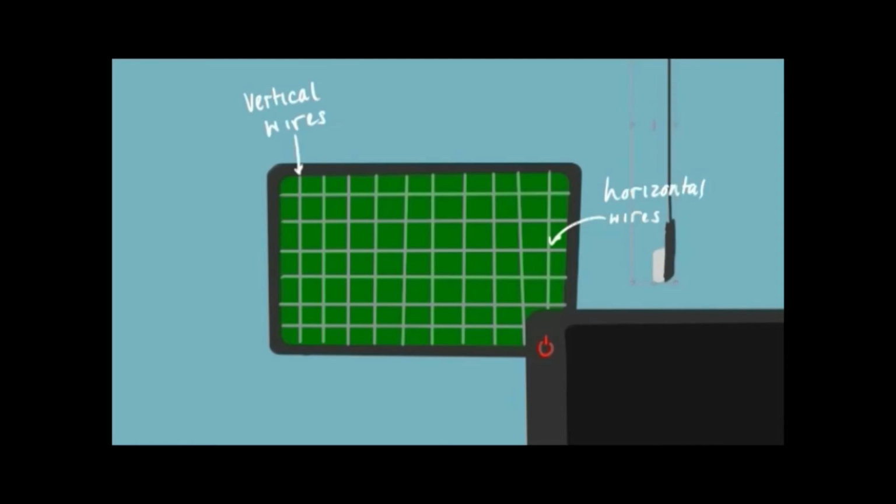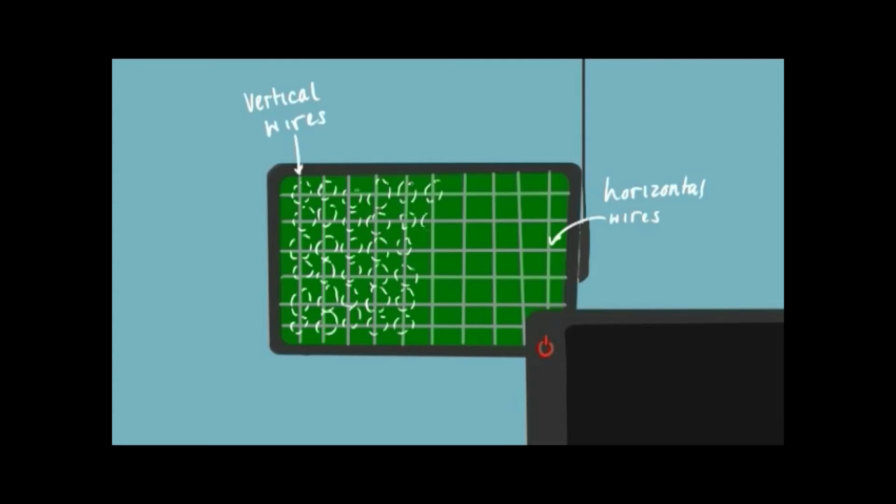Now let's plug our tablet into a power source. So when you plug your tablet in, electric current runs through these wires, generating electromagnetic field waves. These are also known as radio signals, and this is what I'm drawing down here in my diagram.